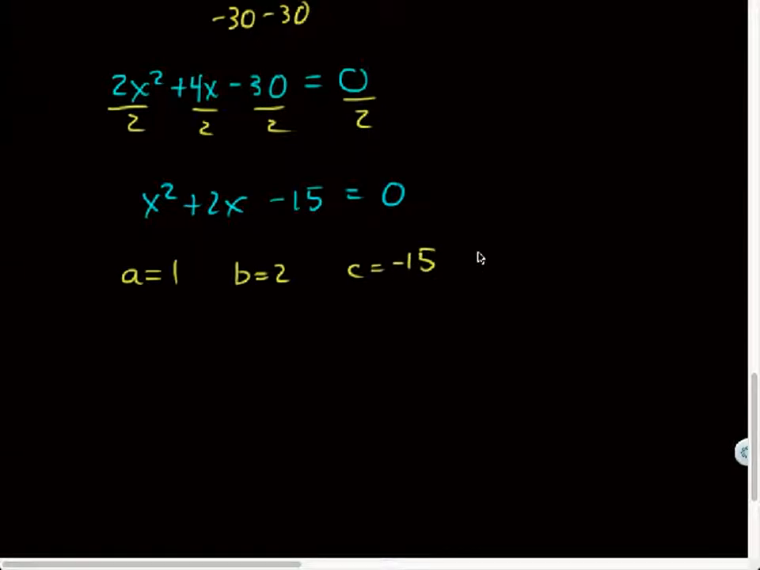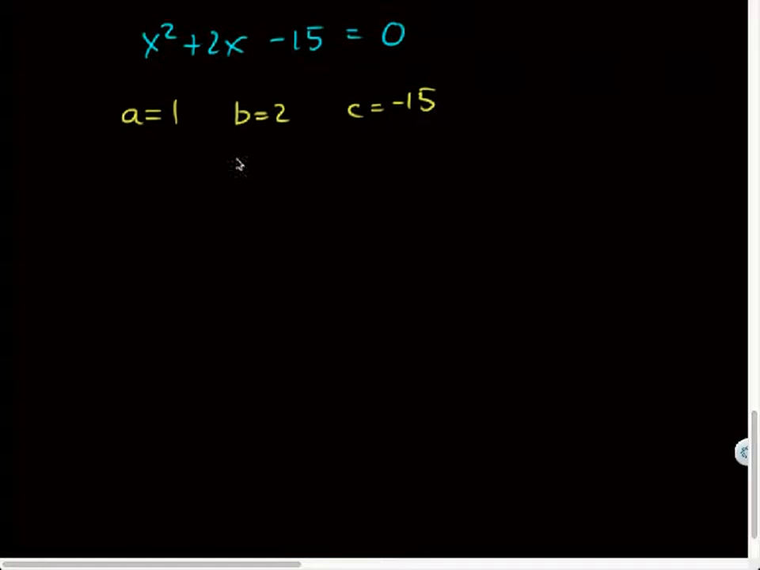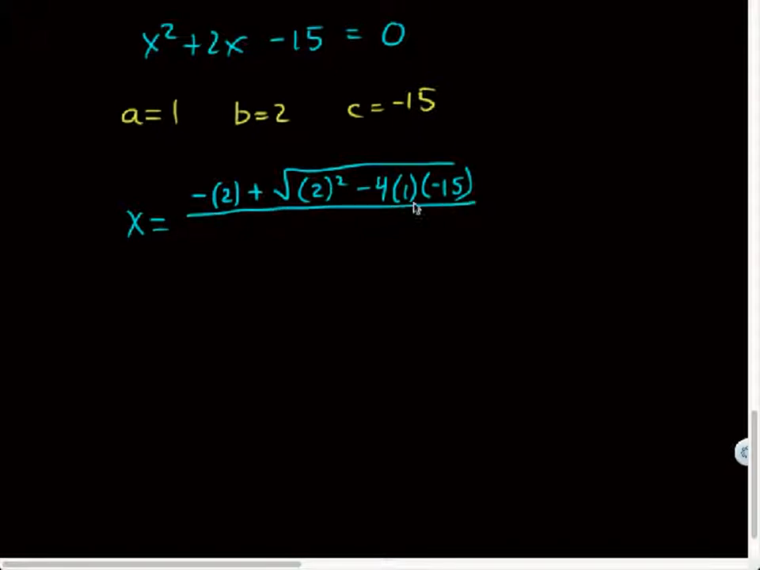So now that I know A, B, and C, I can just plug these straight into the quadratic formula. So here we go. Ready? X equals the opposite of 2 plus or minus the square root of 2 squared minus 4 times 1 times negative 15, all over 2 times 1. There we go. Wow, that one was pretty good. I'm proud of how that came out.